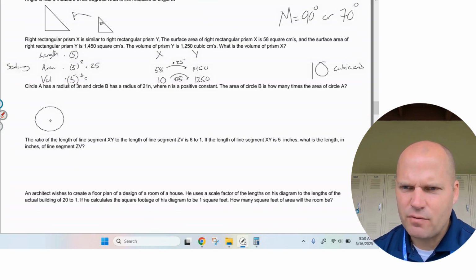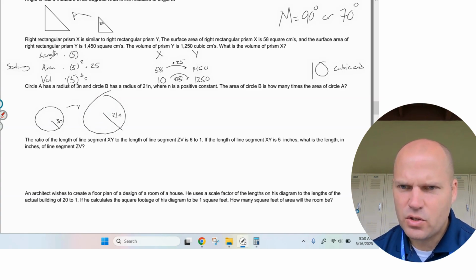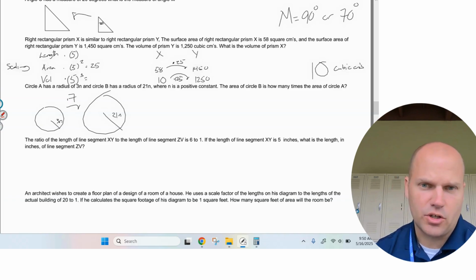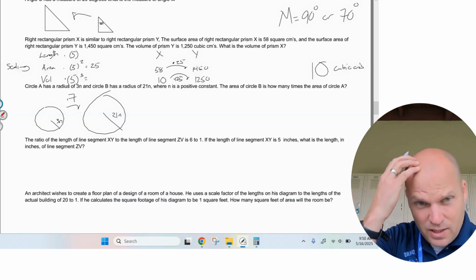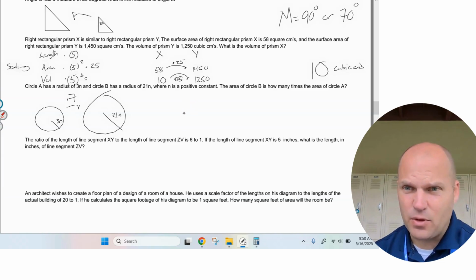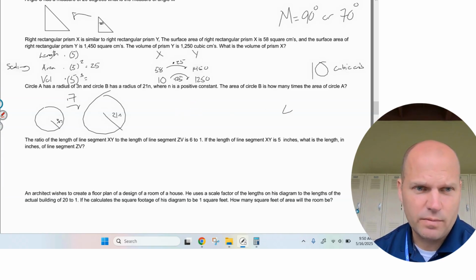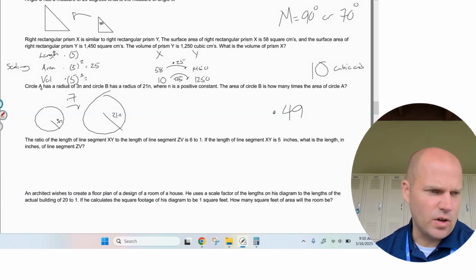Circle A has a radius of 3n. Circle B has a radius of 21n, which means circle B is 7 times larger. I don't care where n is. How many times is the area? Well, the area is going to be times 7 squared. Lengths, areas, volumes.